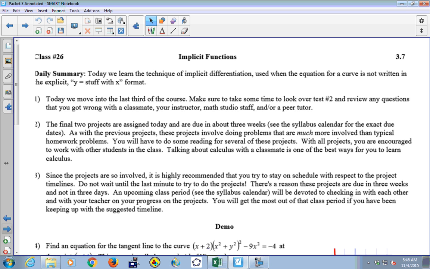All right, so today we're going to learn the technique of implicit differentiation. We use it when the equation for a curve is not written in the typical way that we see it, y equals stuff with x's format. That's when like y is to a power, right? Yeah, y could be to a power or lots of other things.